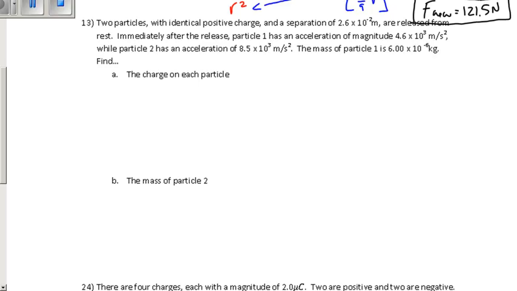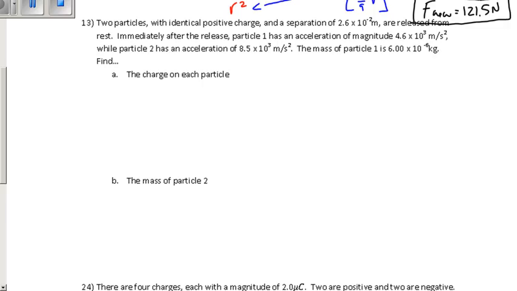This is question number 13 from chapter 18. We're given two identical particles and their separation, and they are released from rest. We notice that particle 1 has an acceleration of magnitude 4.6 times 10 to the third meters per second squared. And we know the mass of particle 1 is 6 times 10 to the negative 6 kilograms.